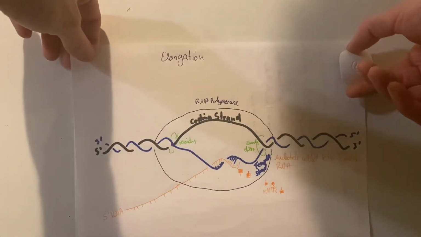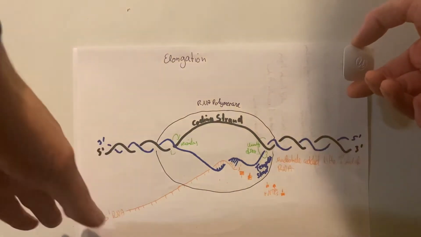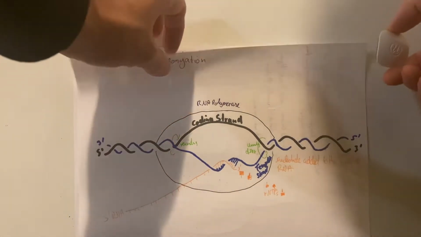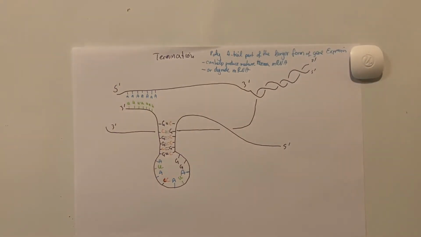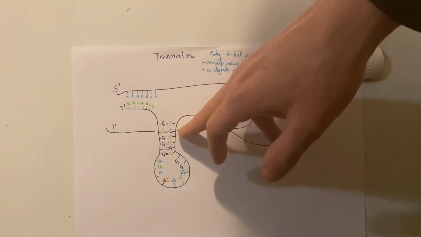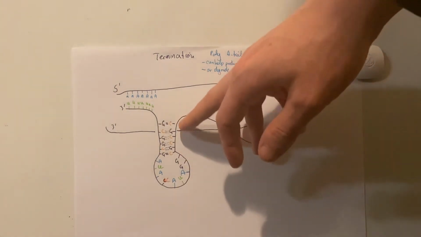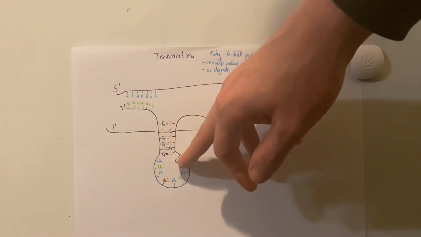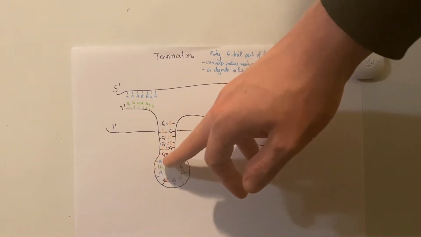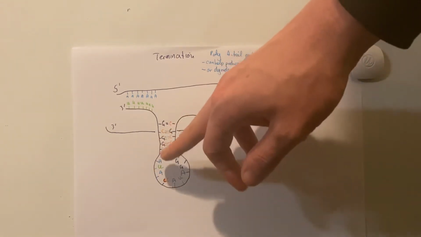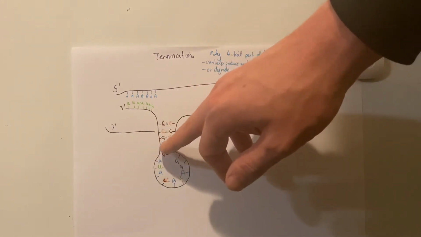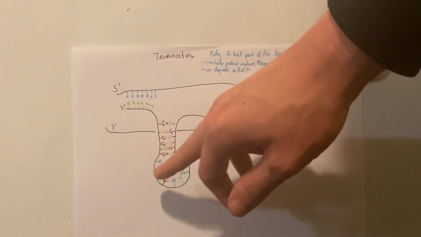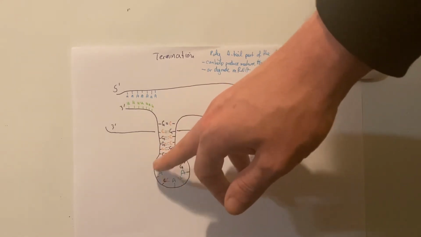So after elongation, after the RNA has been made for a certain time, it will reach a point which is called termination. Termination is initiated by a specific sequence that repeats itself after, in this case, 8 base pairs. It repeated the exact opposite. So here C bound to G, G bound to C, C bound to G, C bound to G, G bound to C, and C bound to G.